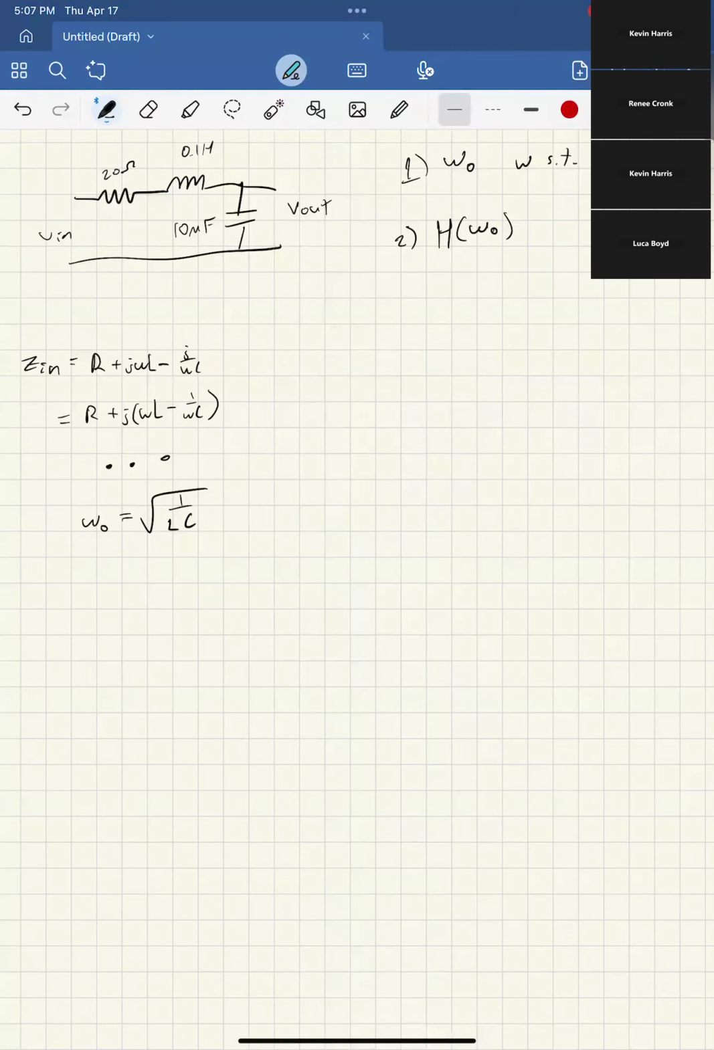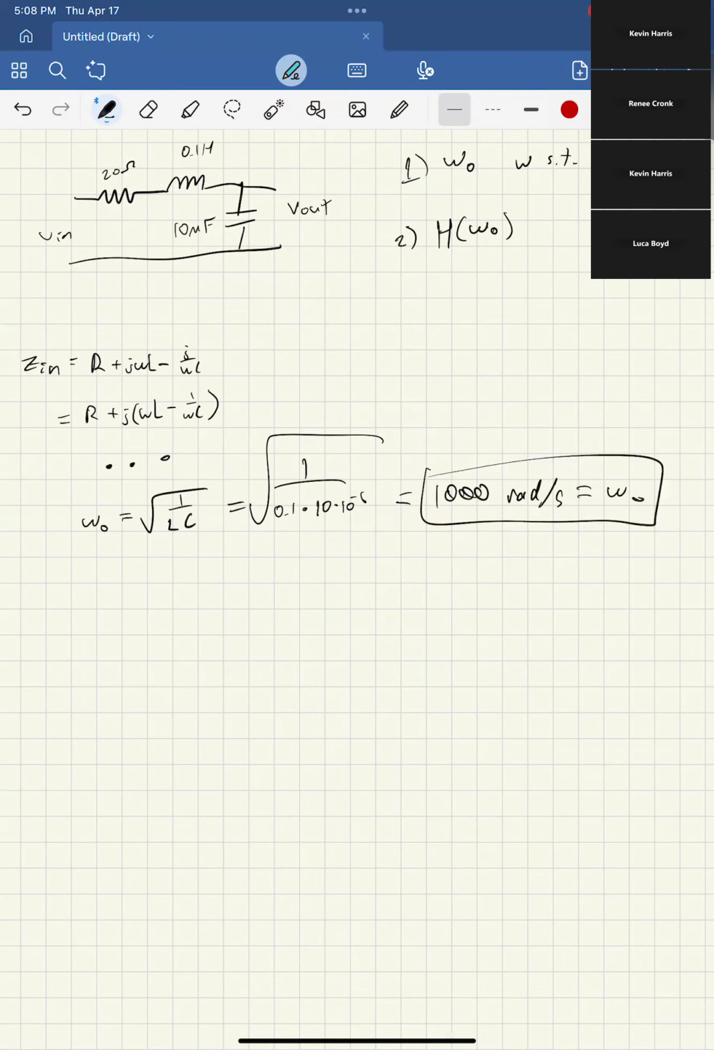And then if I plug in L and C, right? So it's the square root of 1 over L was 0.1, and then C is 10 times 10 to the negative 6. And that gets us 1,000, and the unit is radians per second for omega naught, right? Cool.